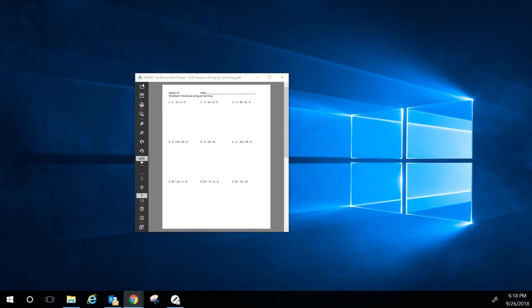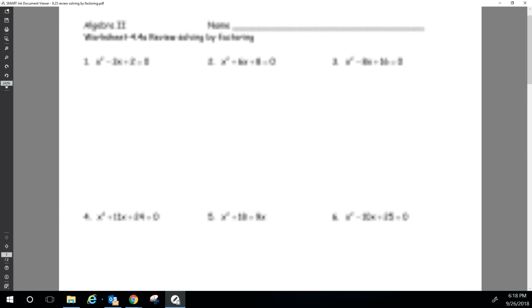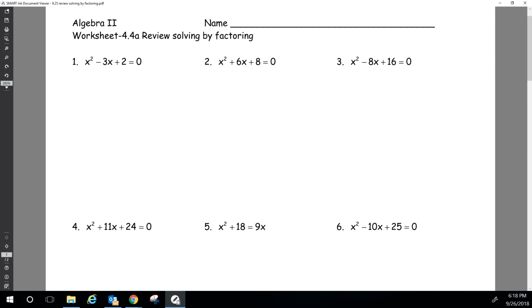Hi, Algebra 2. Here is your solving by factoring worksheet so you can check your homework from last night, make sure you got it right.